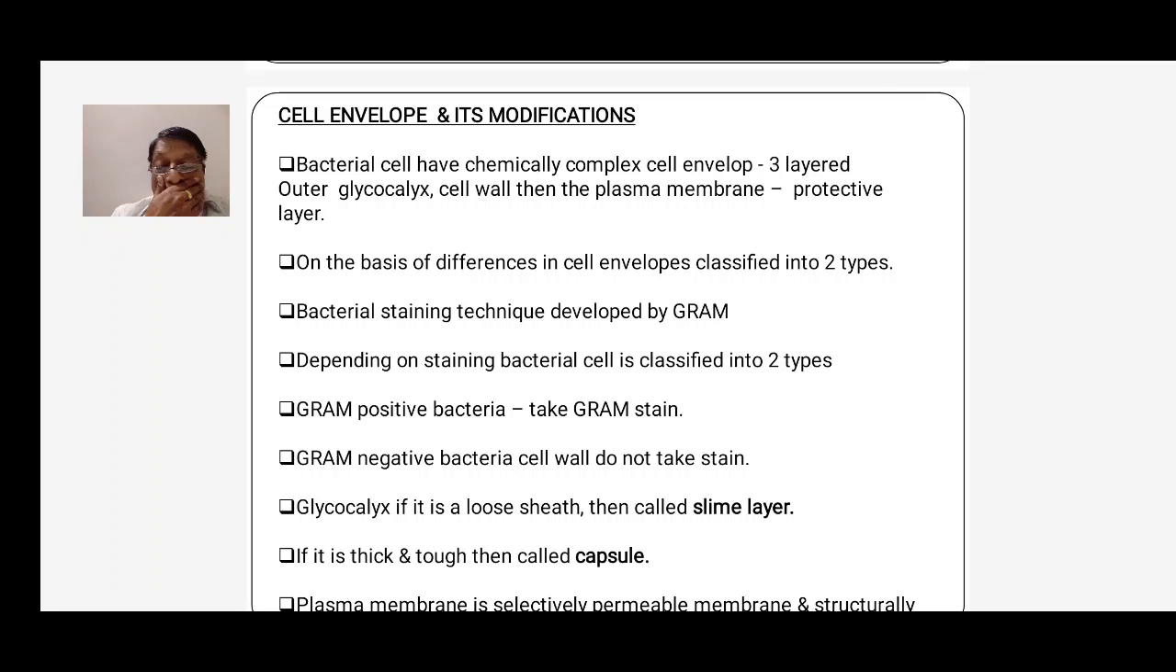All these 3 layers, they are the protective layer together. Okay. Now, next we shall see the classification of the bacteria. The bacteria can be classified into two groups on the basis of differences in the cell envelope.